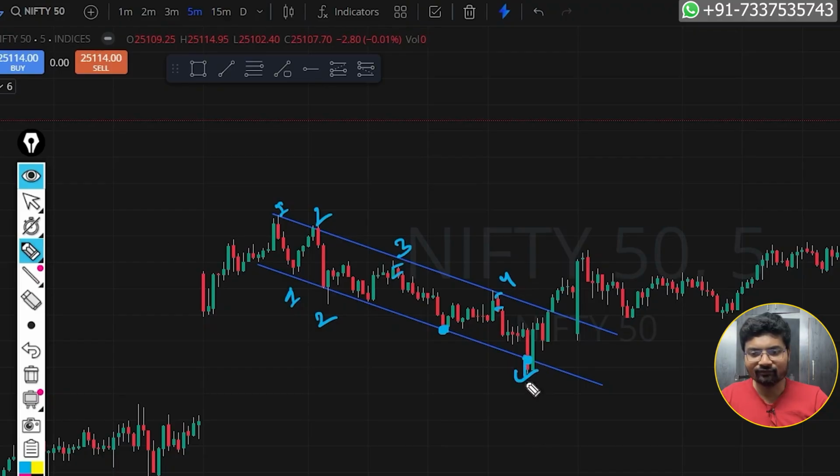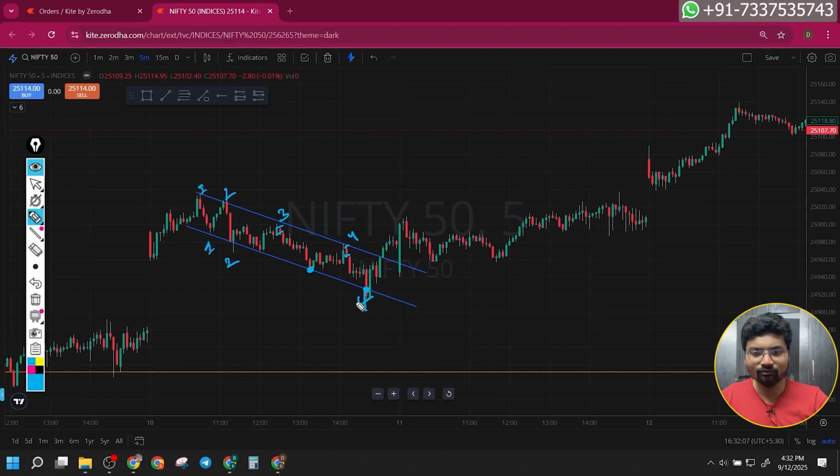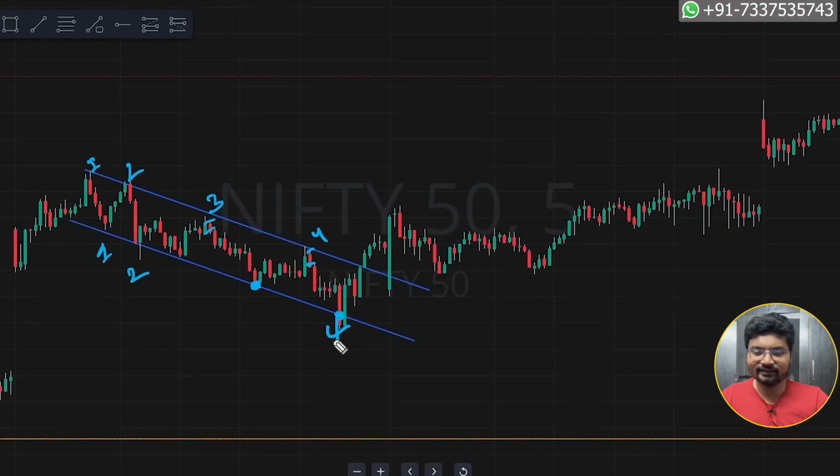And you should not wait for the breakdown or a one-sided move when the market is trading in a trend channel, because that is not going to happen. When the trend channel is a downside, you are going to see an upside move, this kind of breakout.